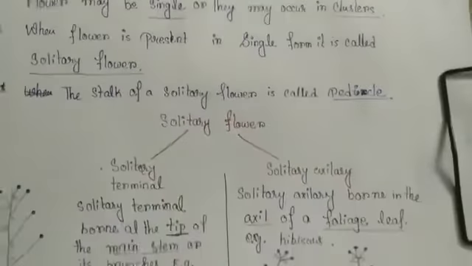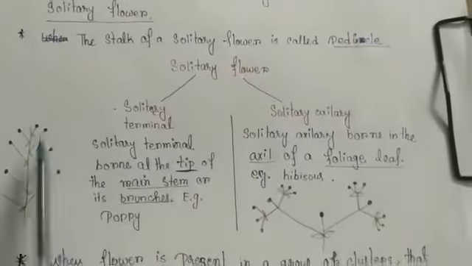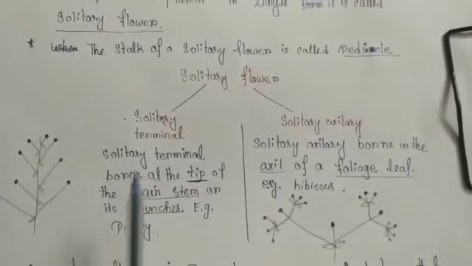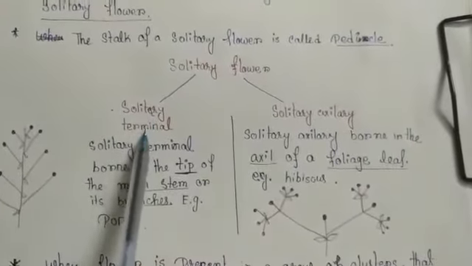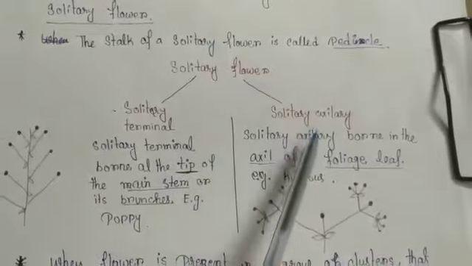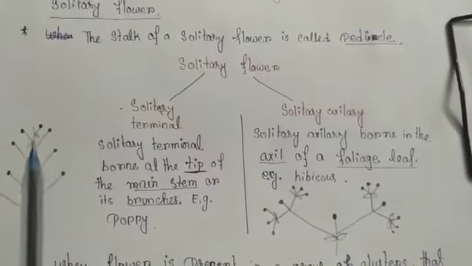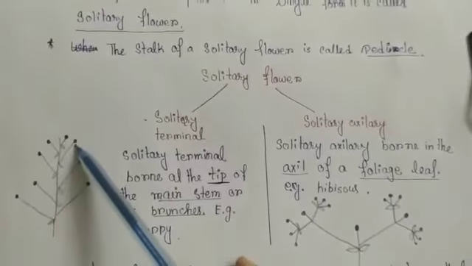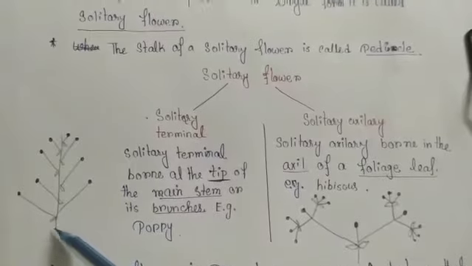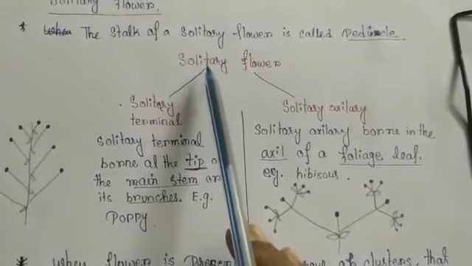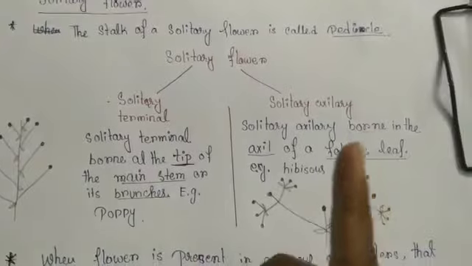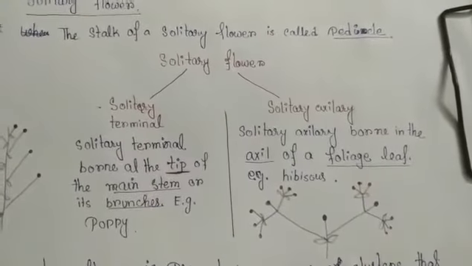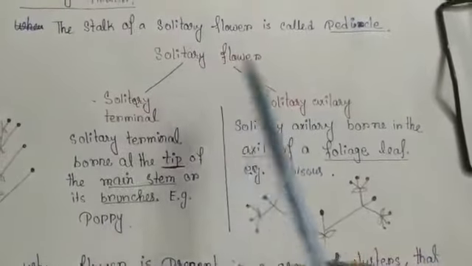The solitary flower is divided into two halves. The first one is solitary terminal and the second one is solitary axillary. Here you can see I have drawn the diagram also. This is the stalk. To repeat, what is a solitary flower? When in a plant only a single flower is present. It is differentiated into two halves.